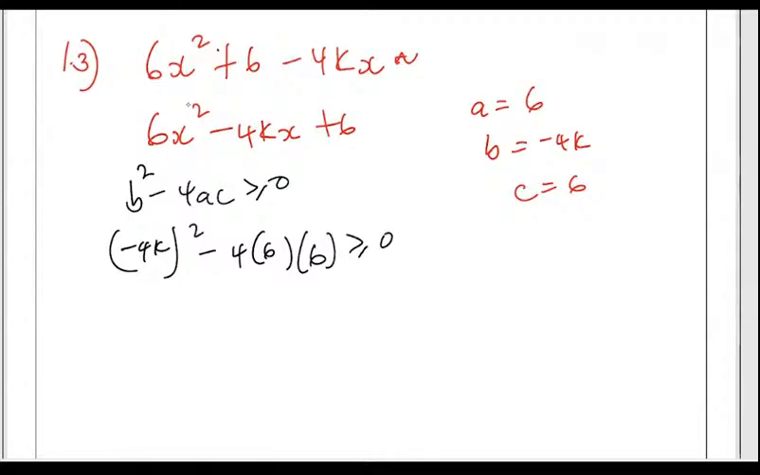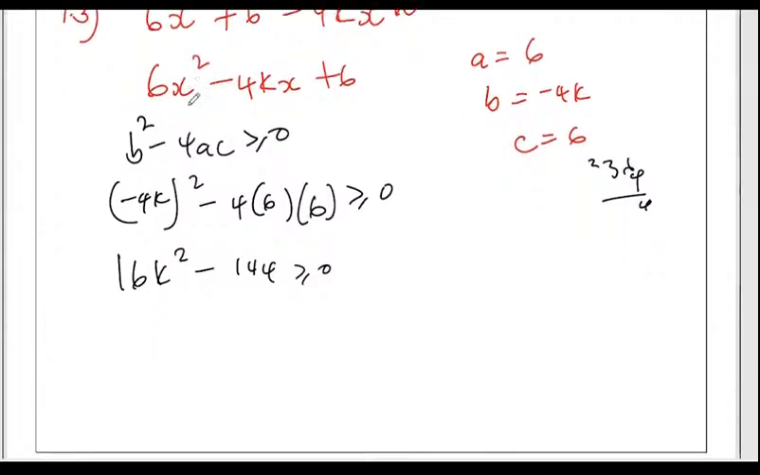Okay, so 4k squared gives us 16k squared. What is 36 times 4? Okay, 36 and 4, that is a 2, 12, 14. So minus 144 is greater or equal to 0.